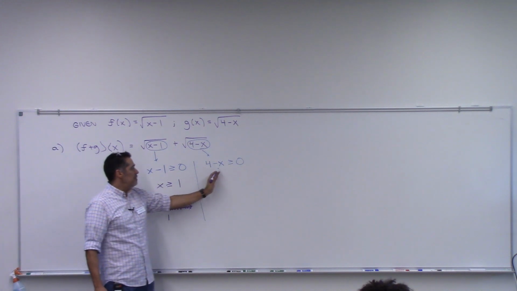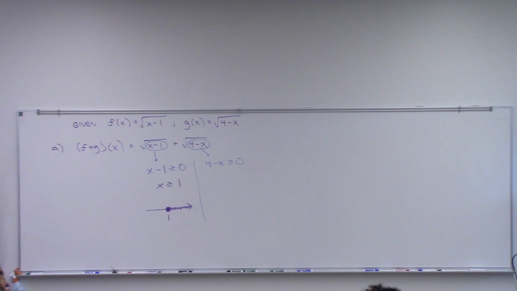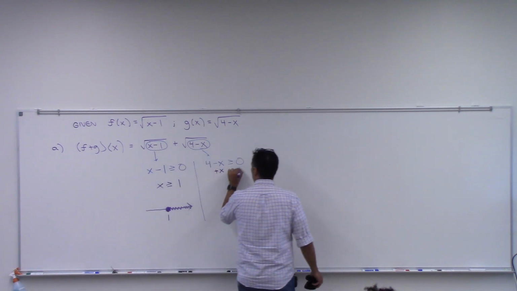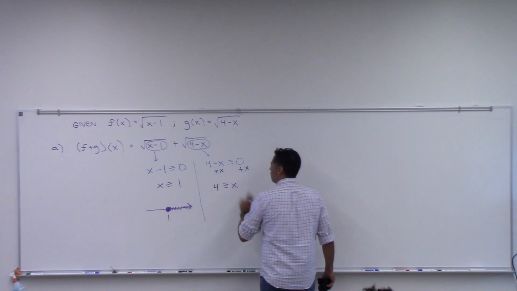But we have to do that one as well. How would you like me to solve this? There's 2 ways to do it. I can either add x to both sides, or I can move the 4 over and then get rid of the negative x. Add x. If you add x, you do not have to worry about flipping anything. You get 4 bigger than or equal to x.